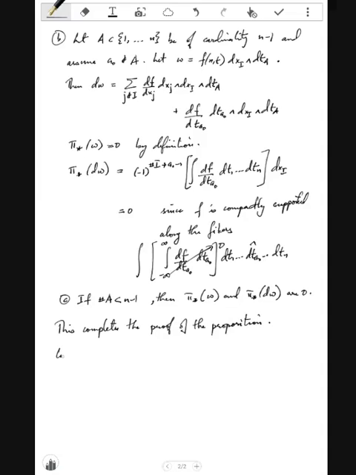As a corollary, we have maps, which we continue to denote pi lower star, from H^star to H^{star minus n}, where n is the rank of E.